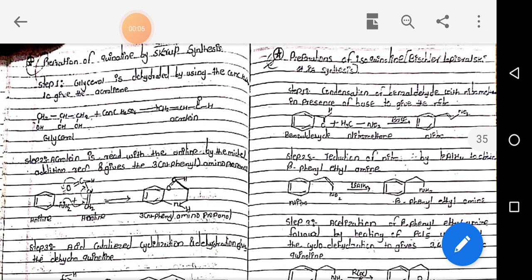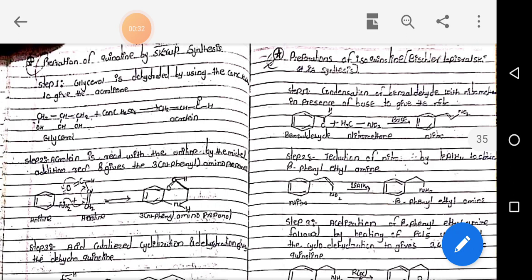Today's topic is the preparation of isoquinoline. The method of preparation of isoquinoline is done by the Bischler-Napieralski synthesis. And the steps involved in this are three steps, mechanism parts.